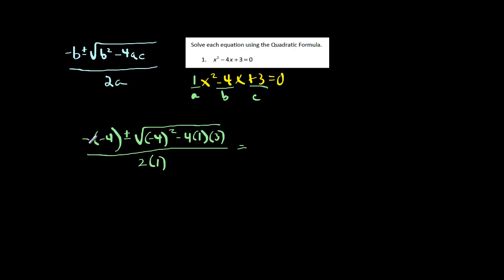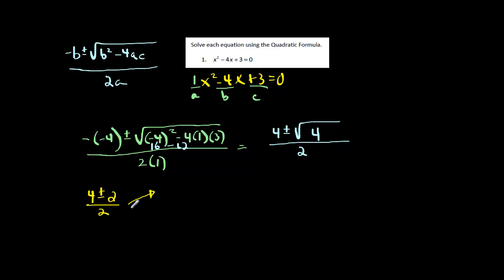You see that I used parentheses whenever I substituted. Now you want to simplify. The opposite of -4 is +4, plus or minus the square root. -4 squared is 16, minus 4 times 1 times 3 is 12. So 16 minus 12 is 4. And the denominator, we have 2 times 1 is 2. Now because we know the square root of 4 is 2, we can write down 2 here. So 4 plus or minus 2, divided by 2.